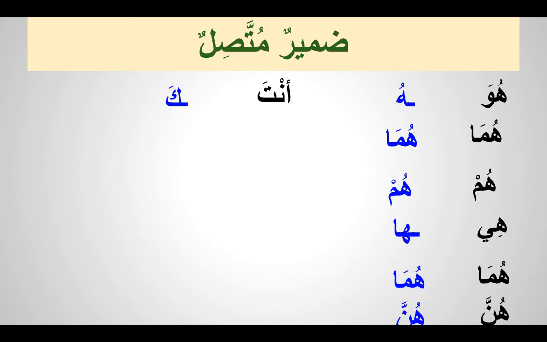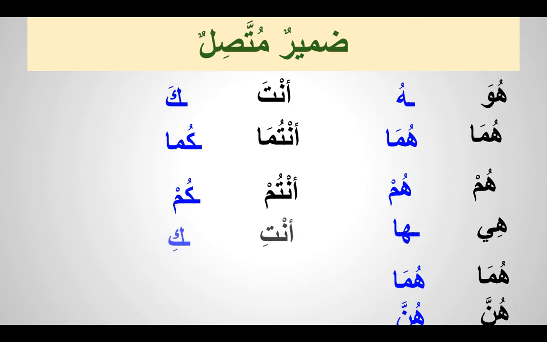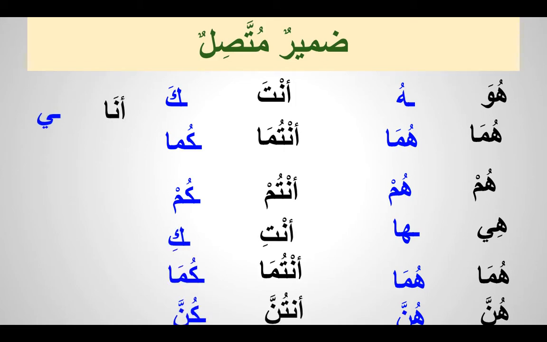The pattern becomes ka kuma kum, ki kuma kunna, ya, na. So anta becomes ka, antuma becomes kuma, antum becomes kum, anti becomes ki, antuma becomes kuma, antunna becomes kunna, ana becomes ya. Ya is called ya mutakallim, and nahnu becomes na with the mad alif.